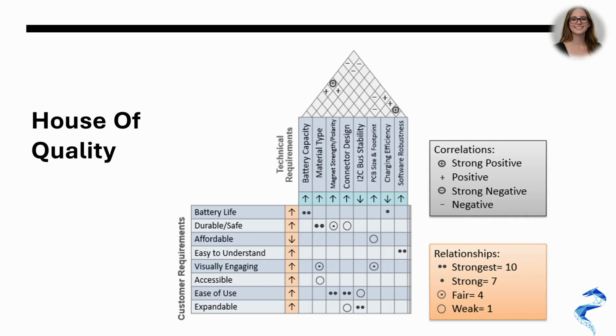On the left, we listed key customer needs like battery life, ease of use, and making the system visually engaging. Across the top, we defined technical features that we can control, like battery capacity, connector design, and software robustness. The matrix in the middle shows how strongly each technical feature impacts each customer need. So, for example, the battery capacity has a strong relationship with battery life, while software robustness plays a big role in the ease of use.